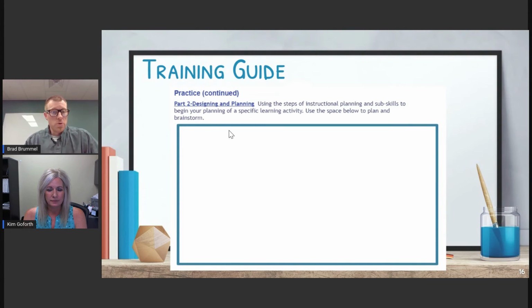Next, we would ask that you take it a step further. So now go into the designing and planning stage. So now you are starting to think about what that teaching progression would look like. What steps do we need to teach? What practice opportunities are you going to provide students? How are you going to use role play to provide that practice opportunity? And what other specifics, what other parts of that activity do you want to remember? And use part two of your training guide to capture those thoughts.